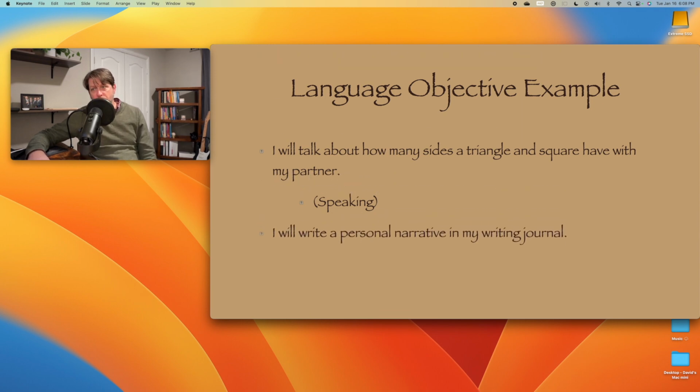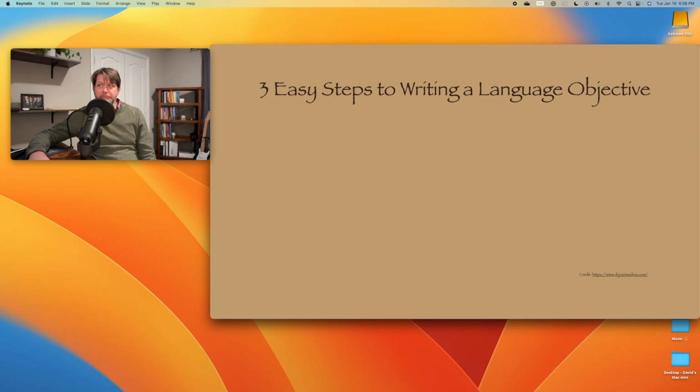Here's another example. I will write a personal narrative in my writing journal. Well, what domain does that go with? It goes with writing. All right, so there's 3 steps to do this. And I got this, you can see down here on the slide, from Dr. Jose Medina. He shared this information on his social media, and I thought it was very helpful.